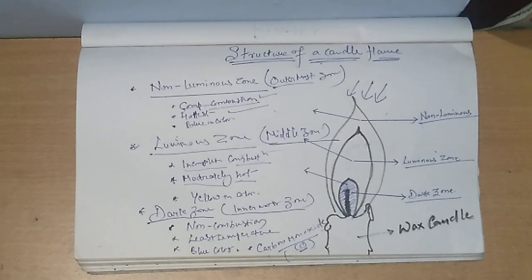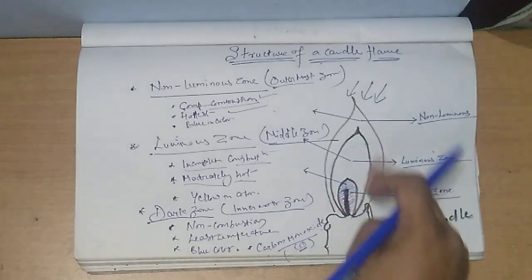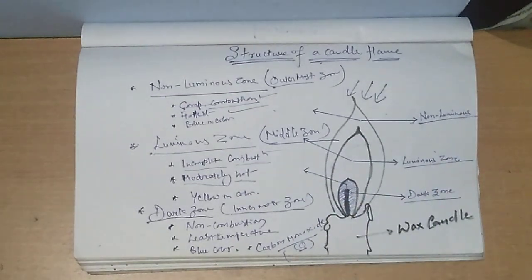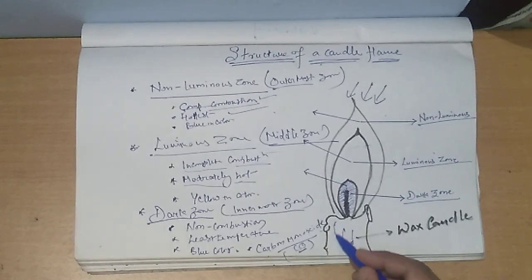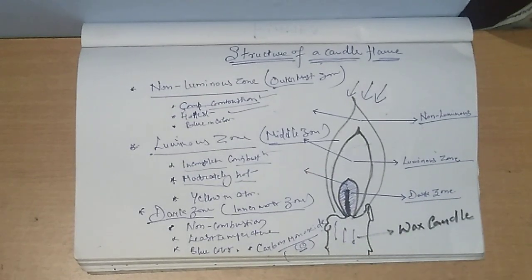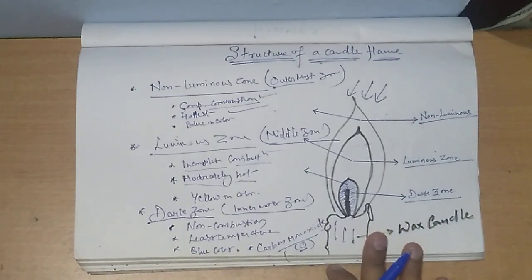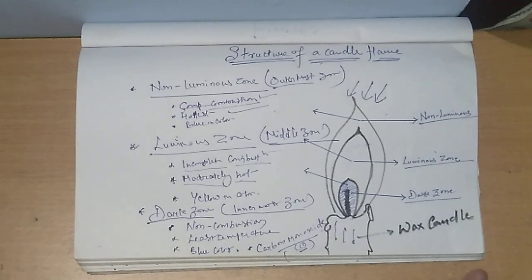Now I am just going to tell you how this entire process is happening, how this flame is produced while a candle is burning. But I am going to give you a homework. What you all have to do is light a candle at your home, and you will have to observe it for 5 minutes.